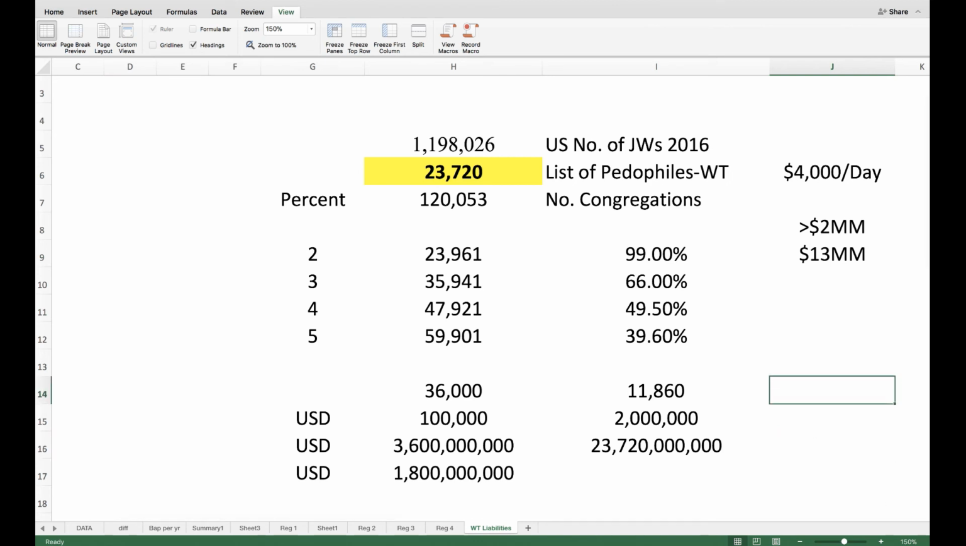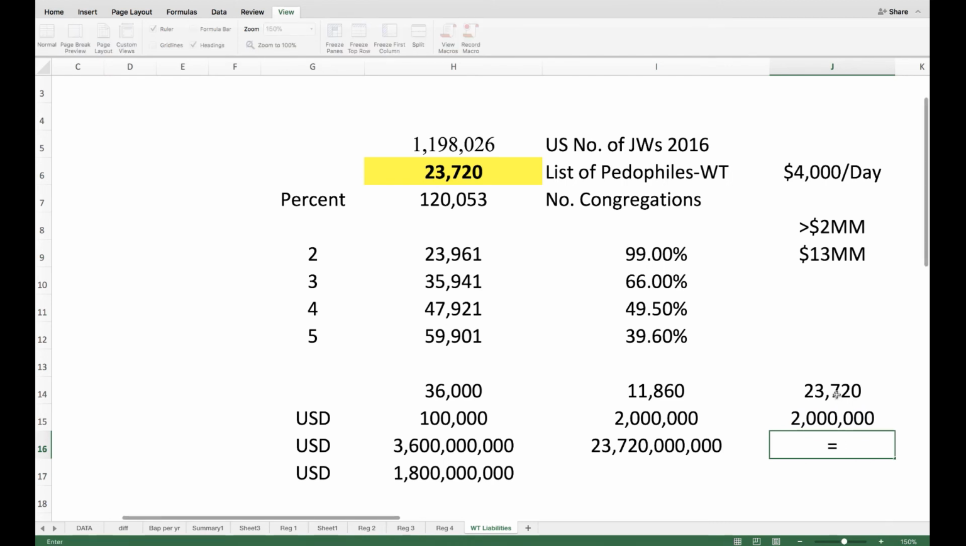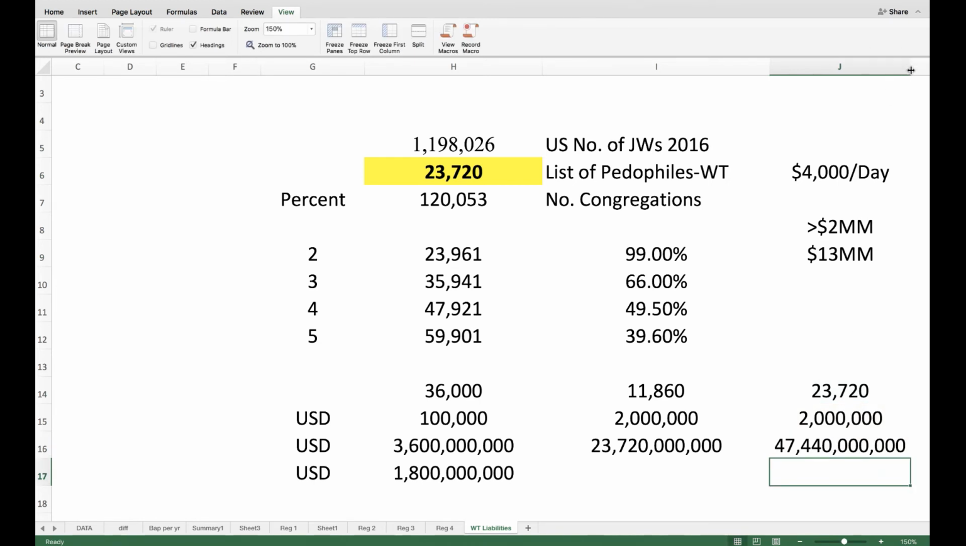But let's say it is 23,720 that they have to settle with, okay? And they settle at $2 million a case, which is not unreasonable. Then the amount would be a staggering, not even enough room in that cell to fit the number, $47 billion, almost $48 billion.